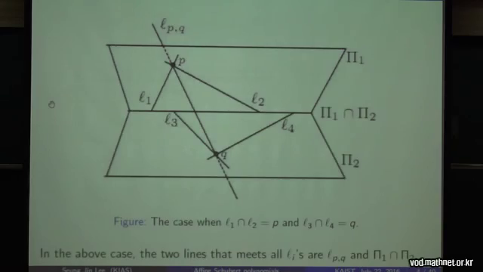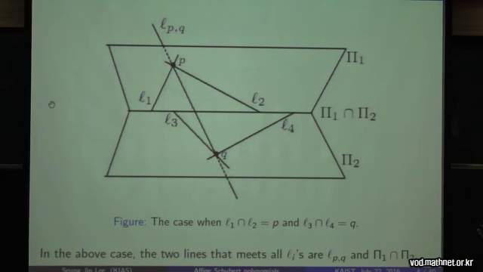So here is one example. We have L1, L2, L3, L4, and in this picture, L1 and L2 intersect at one point P, and L3 and L4 intersect at Q. And the lines that intersect the four lines: one of them is easy to see. There's a line passing through P and Q, so it passes through all four lines.